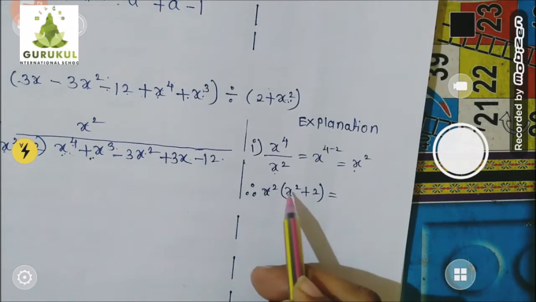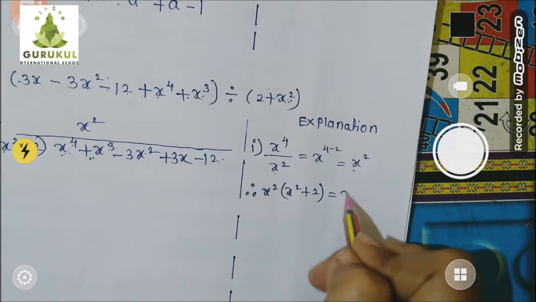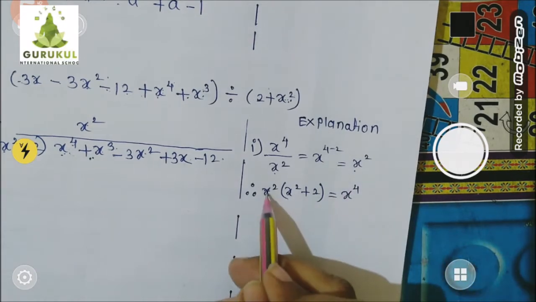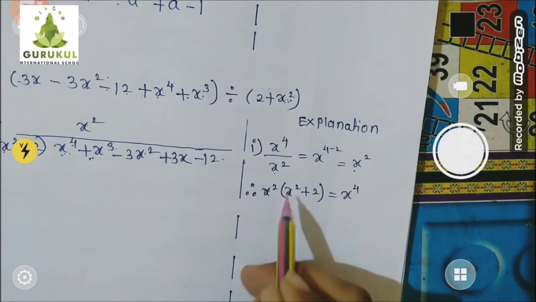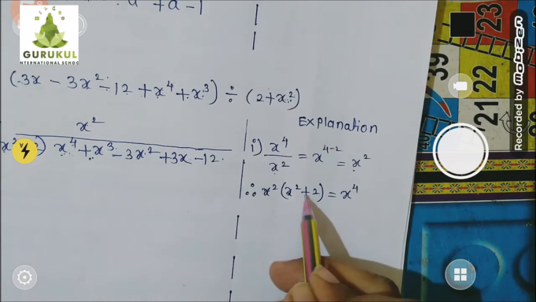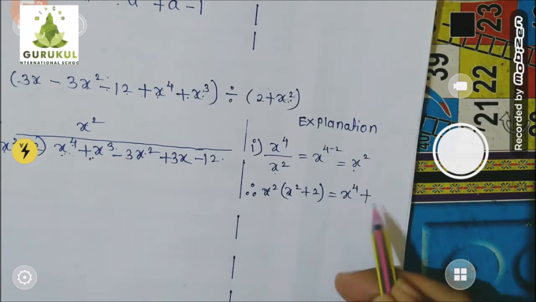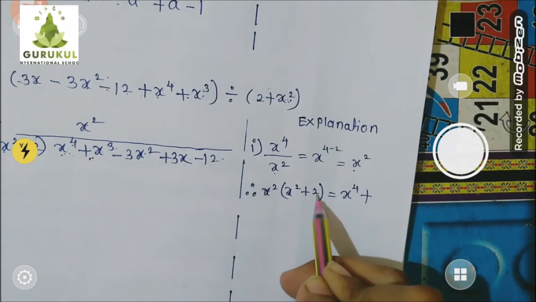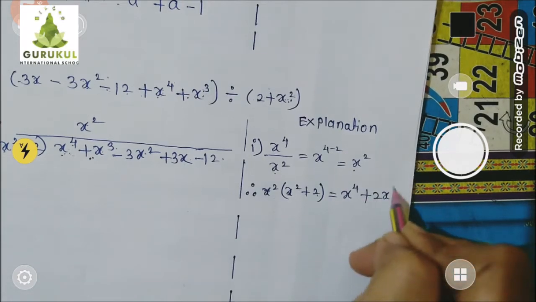How to multiply? x square into x square: 2 times x, 2 times x, total 4 times x, that is x raised to 4. Put this plus sign as it is. Now x square into 2, 2x square.